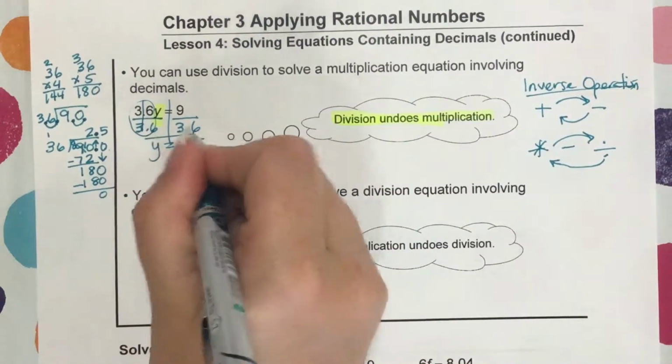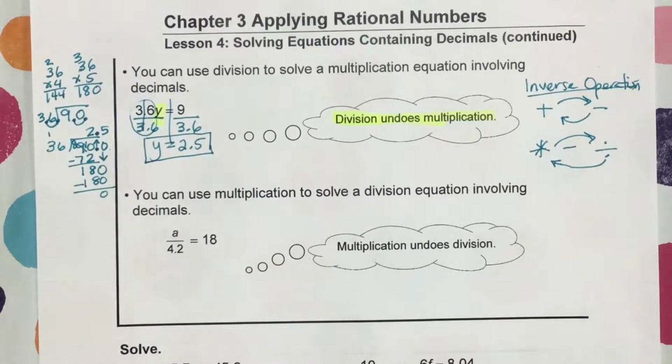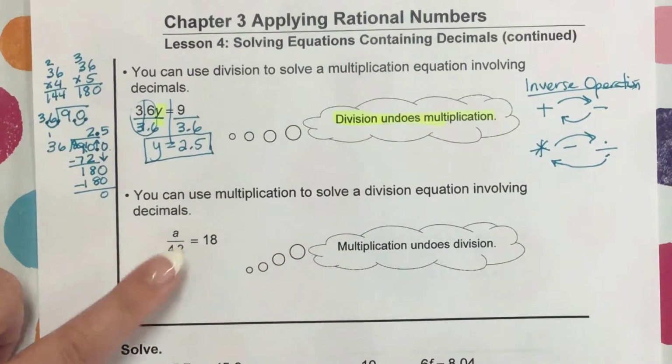So there we have it. There's our answer right there. Y equals 2.5. Okay, cool. So let's go on to this problem right here.